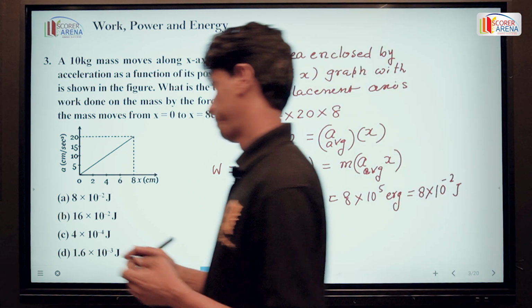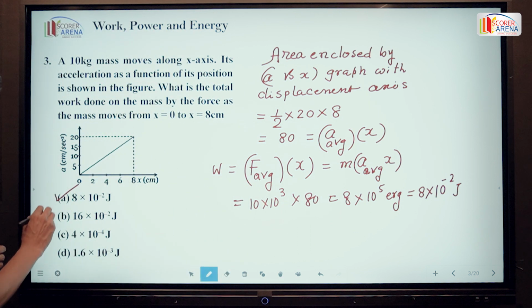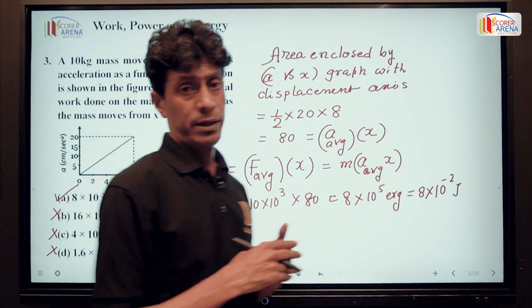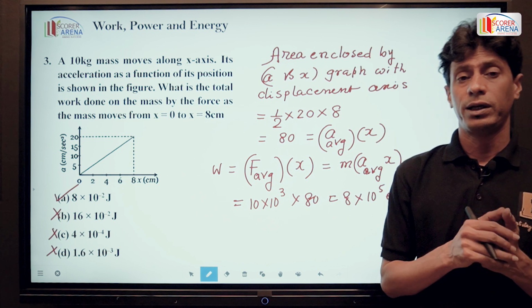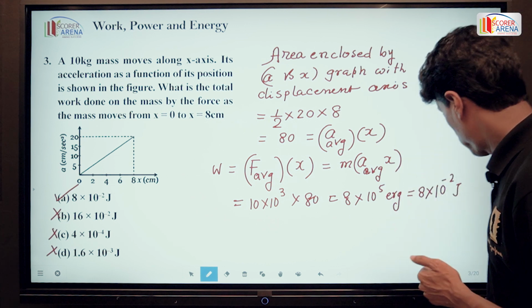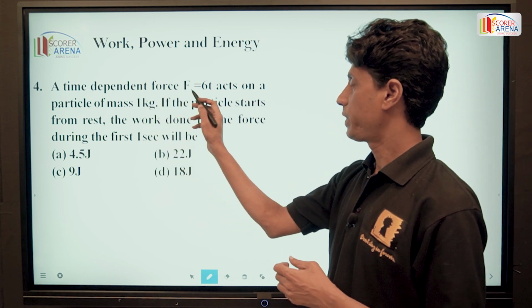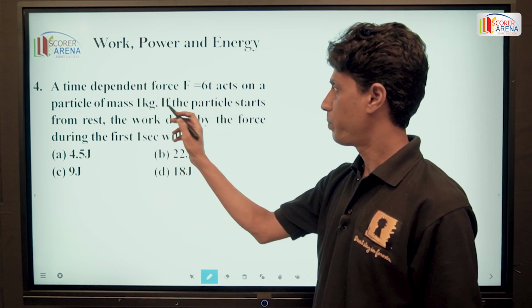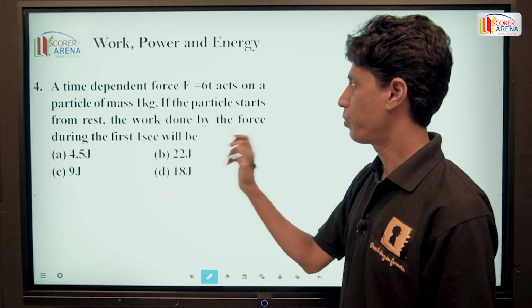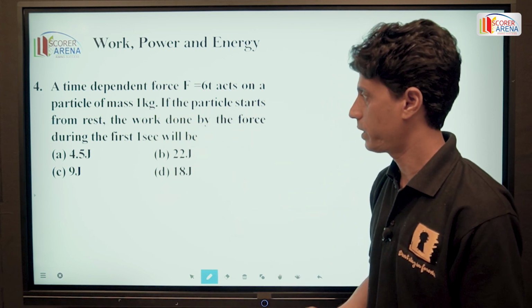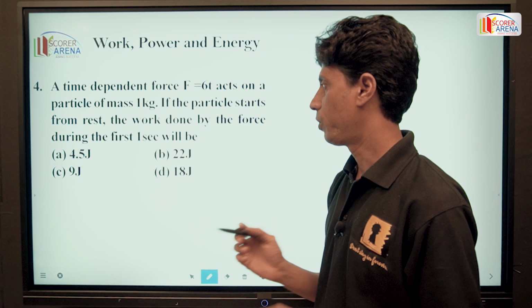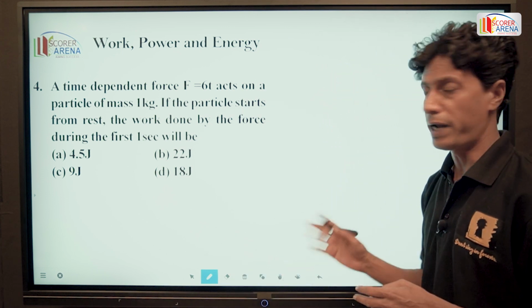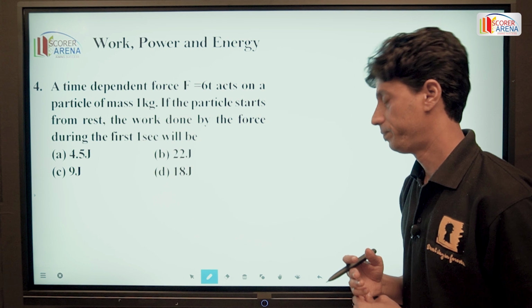So here option A is the right option, B, C, D are not the correct options. So we think the concepts are getting cleared. Let us go for question number 4. A time dependent force F equal to 6t acts on a particle of mass 1 kg. If the particle starts from rest, the work done by the force during the first 1 second will be: option A 4.5 joule, option B 22 joule, option C 9 joule, and option D 18 joule.